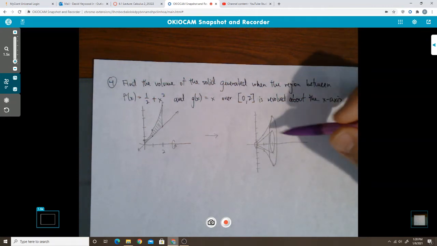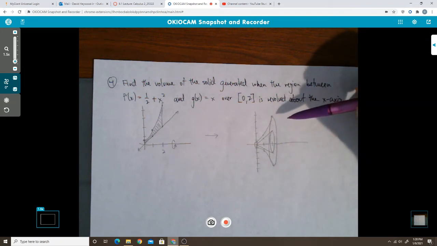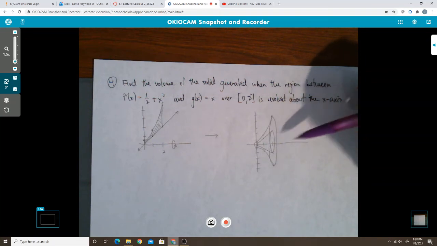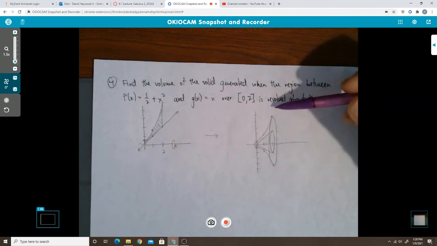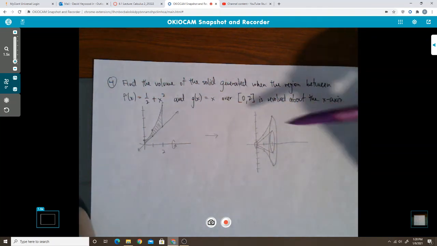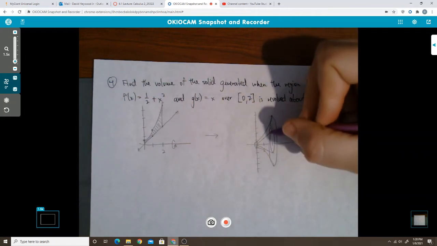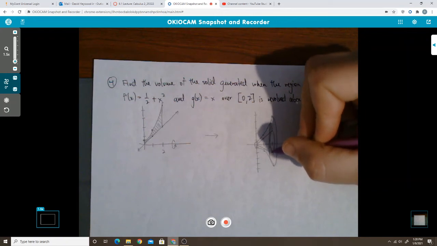Well, vertical slices are going to be the way to go here. If we take horizontal slices, we're not going to get circles. We're going to get these really weird shapes. But if we take vertical slices, we're going to get a bunch of circles. But notice that they're not discs, because actually what we have is like this thing, right?